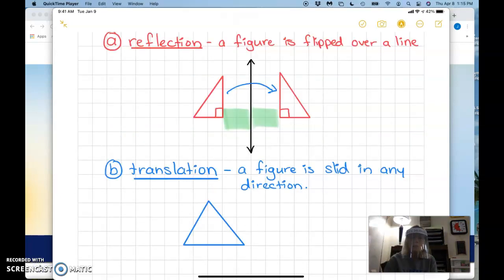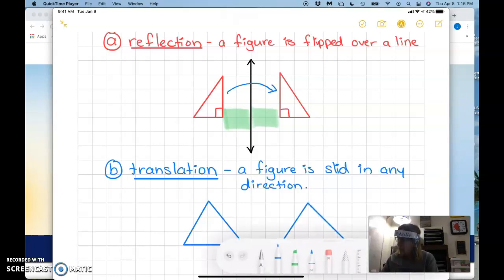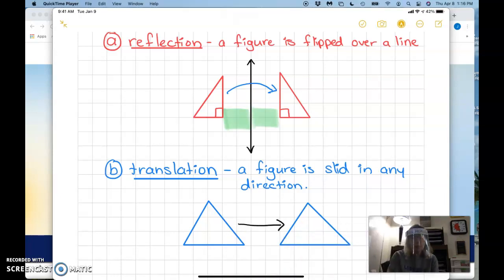Okay, so the second type of transformation is called a translation, and that is when a figure is just slid sideways in any direction. It doesn't flip over, it doesn't move in any way except a slide. So imagine sliding it sideways, sliding it left, sliding it right, sliding it up, or sliding it down. You could even slide it diagonally if you want to. So this one, we're just going to try to draw the same triangle. Pretend like those look the same. And we have just slid it sideways. That's it.